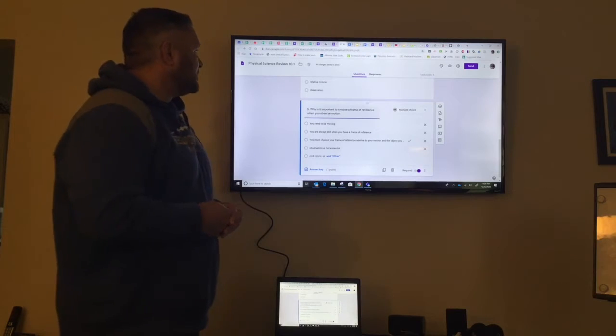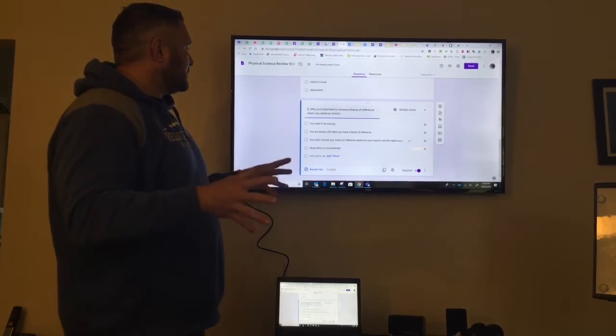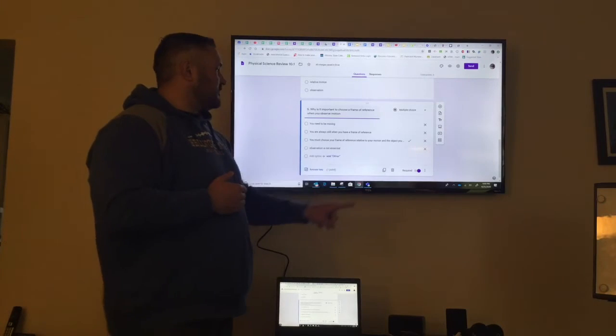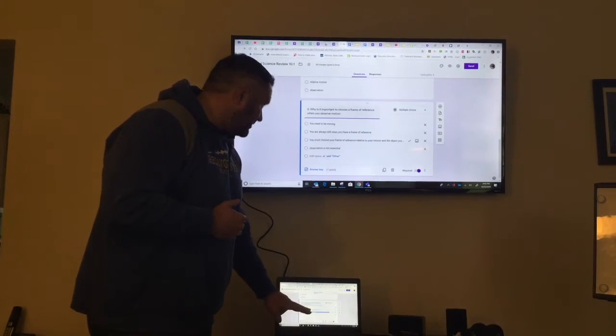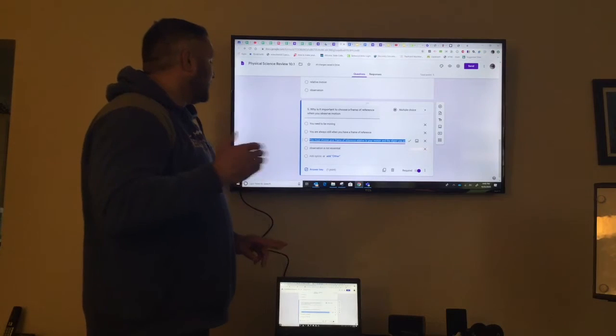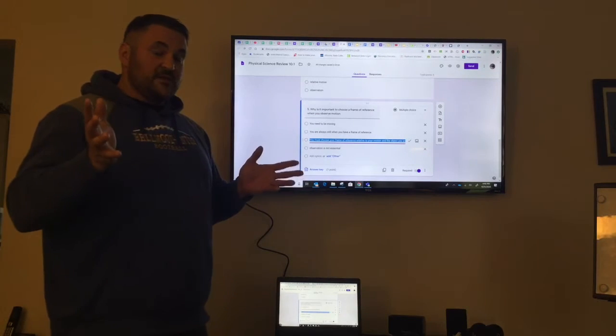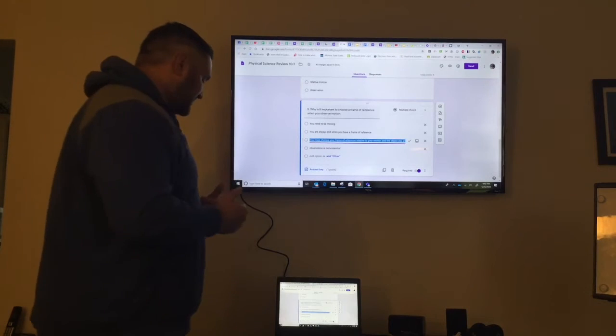Why is it important to choose a frame of reference when you observe motion? You must choose your frame of reference relative to your motion and the object that you are looking at. That was the last one there. So that was pretty quick, pretty easy. Let's go on to the next section.